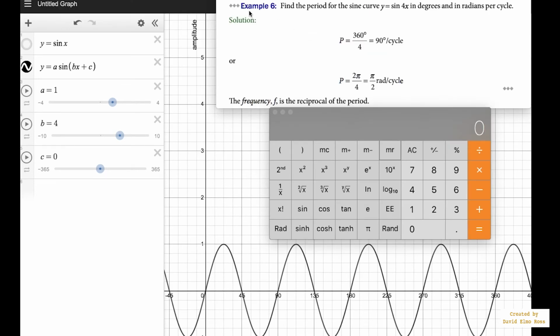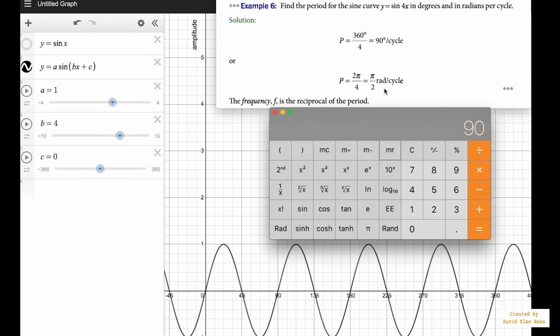Let's take a look at example 6 here. It says find the period of the sine wave y equals sine 4x. Now if we have a is 1 here, and b is 4, and c is 0, this is exactly what we have here, y equals sine 4x. And this is the wave that we've seen before. Now it says the period is 360 divided by 4, which is equal to, again, our 90 degrees.